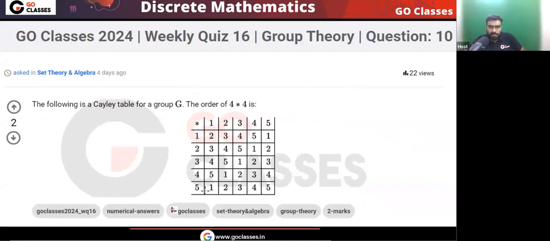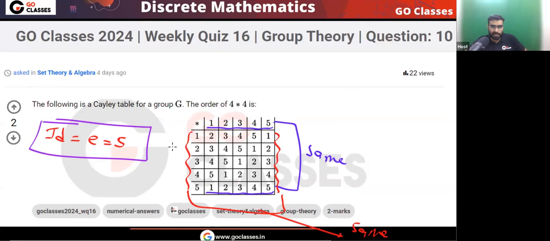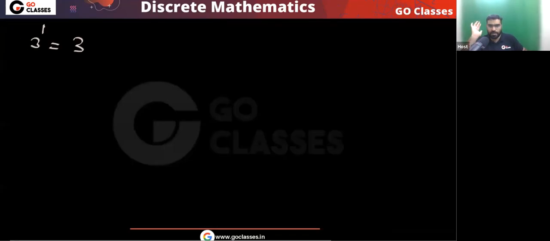see here that this row is the same as this header. So they are actually the same. Similarly, you can see this column is the same as this one. So here, the identity element is actually 5. Remember, in this question, 5 is the identity element. So please don't blindly assume that 1 is the identity element. Some students will blindly assume that 1 is the identity element, and some will blindly assume that E is the identity element. That is the reason.